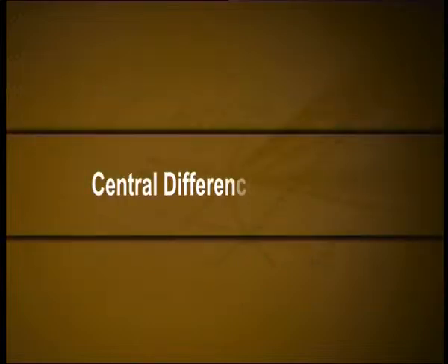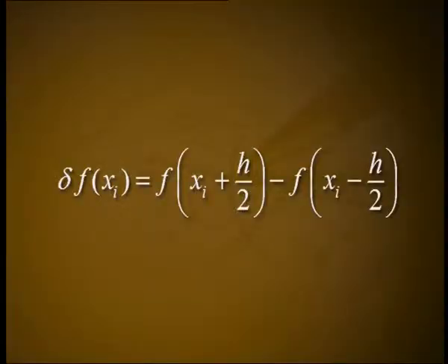Central difference operator delta. Central difference operator delta for a function f of x at xi is defined as delta f of xi equal to f of xi plus h by 2 minus f of xi minus h by 2, where h being the interval of differencing.